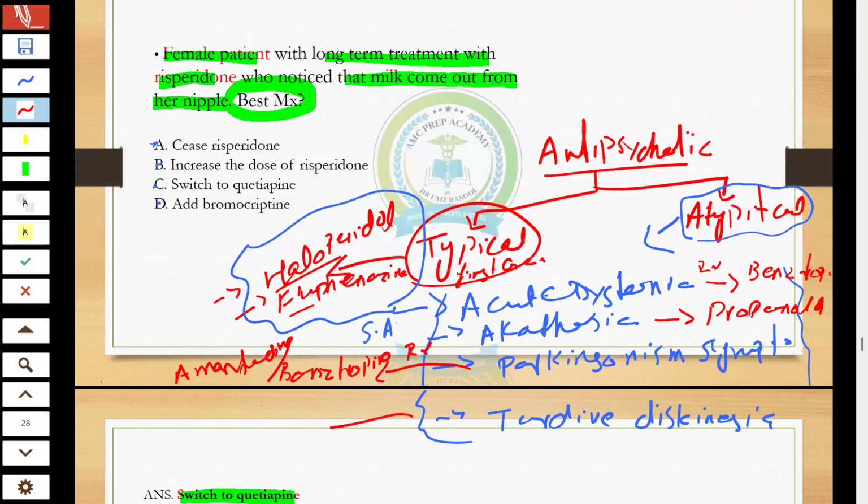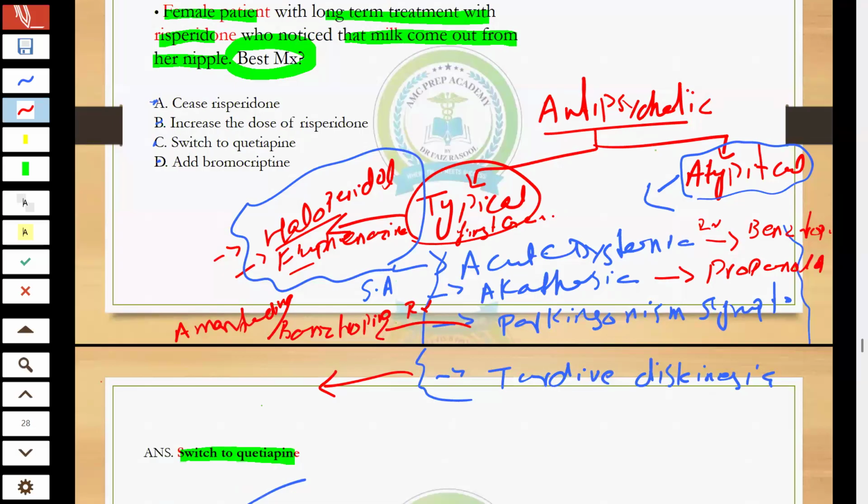And for tardive dyskinesia, we have to go with some atypical antipsychotic medication, like clozapine or aripiprazole or something like that. And tardive dyskinesia means the patient is moving their tongue and their lips like that. So these are about the typical antipsychotic medication side effects and their treatment.